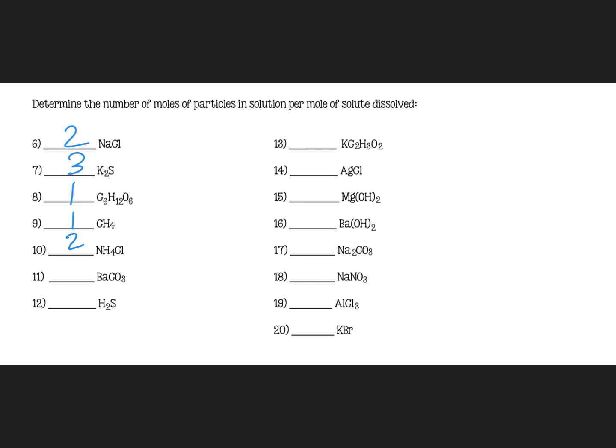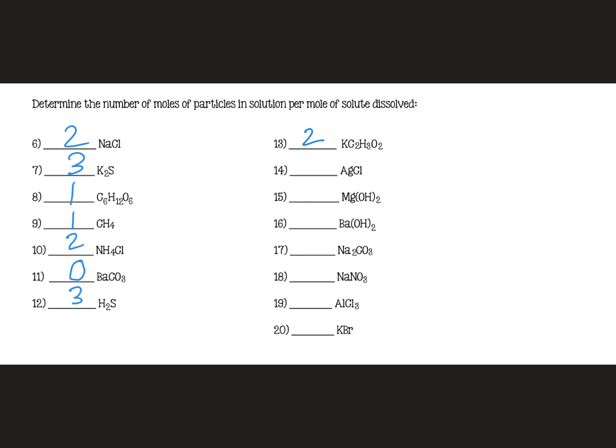Now, BaCO3 is also made up of a polyatomic and it's ionic, so normally you would think it would be 2 particles. However, BaCO3 is insoluble, so it's actually going to be 0 particles. It's not going to dissolve. H2S breaks up into 2 hydrogens and a sulfur, or 3 particles. Potassium acetate is an ionic compound that breaks up into potassium and acetate, so 2 particles.